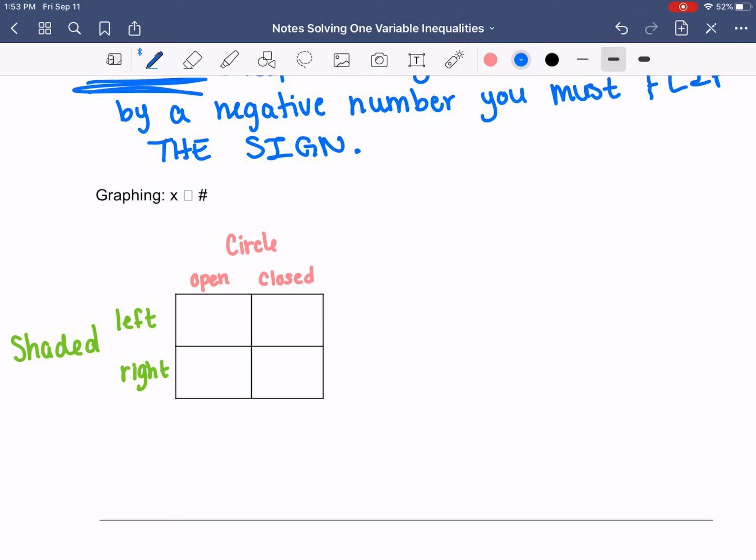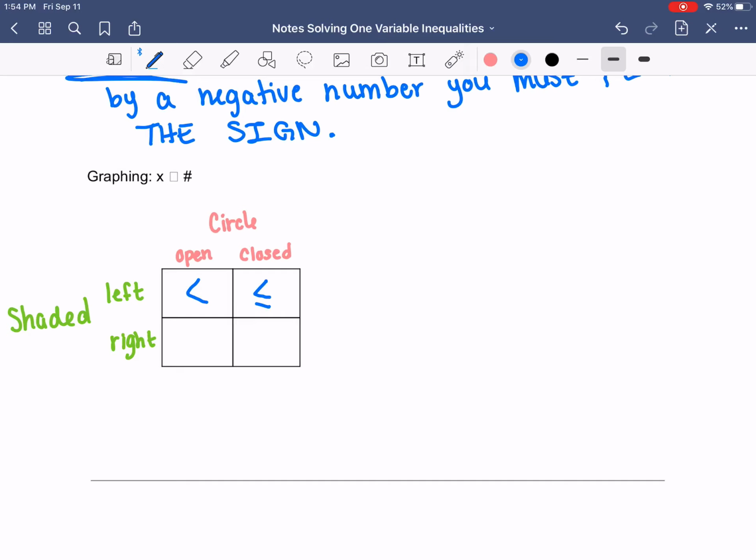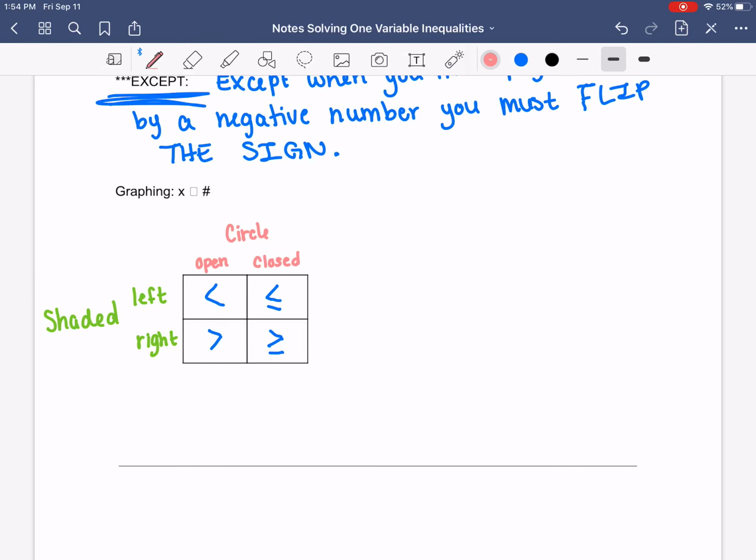If you were going to shade to the left and it's an open circle, it would be a less than symbol. If x is less than a number, you have an open circle and you're shaded to the left. If you have a closed circle, but you're shaded to the left, that would be a less than or equal to symbol. If you have a greater than symbol, that means you're going to have an open circle shaded to the right. And if you have a greater than or equal to symbol, that's going to be a closed circle, but shaded to the right. So here's an open circle. Here's a closed circle.